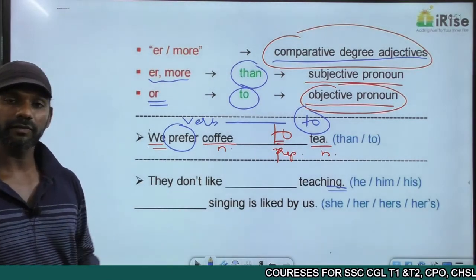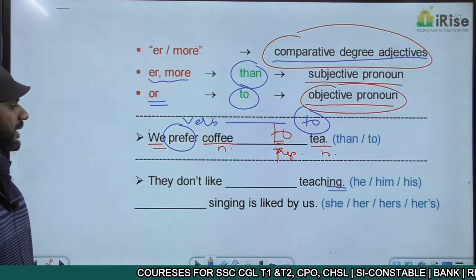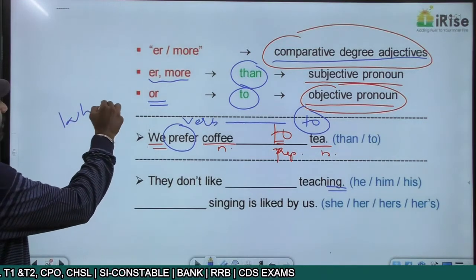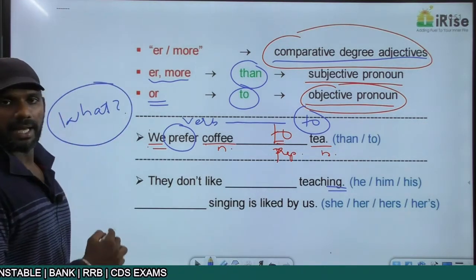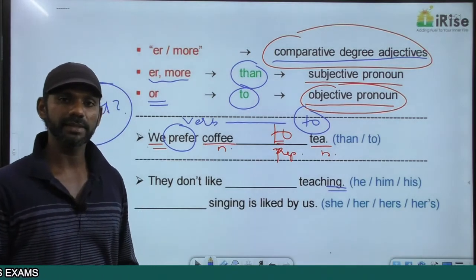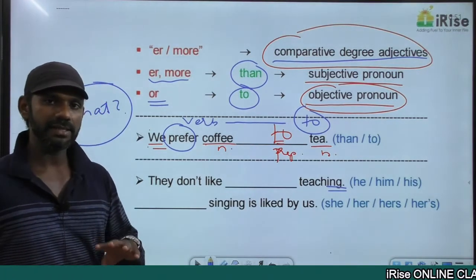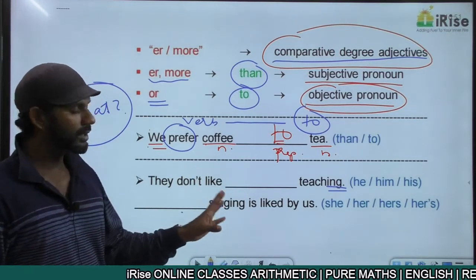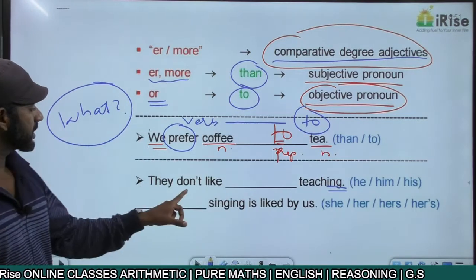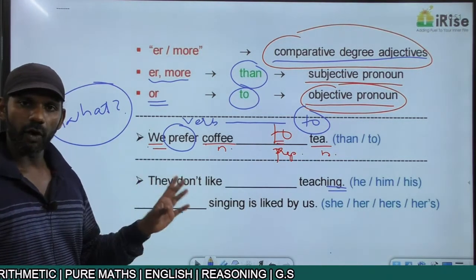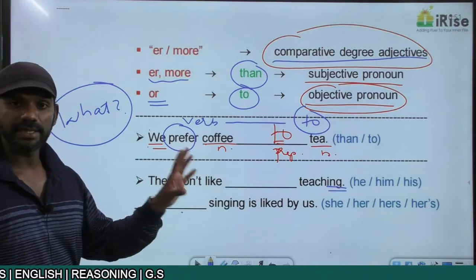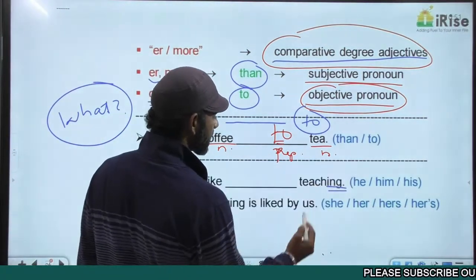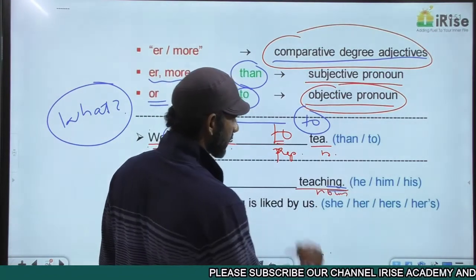I told you how to identify the noun in a sentence. To identify the noun in a sentence, we need to ask only one question word, that is what. If you are getting the answer to the question what, that becomes the noun in the sentence. And we can ask the question what based only on the words given in the sentence. They don't like dash teaching. What don't they like? The answer is teaching. So we are getting the answer to the question what as teaching. So teaching becomes a noun here.